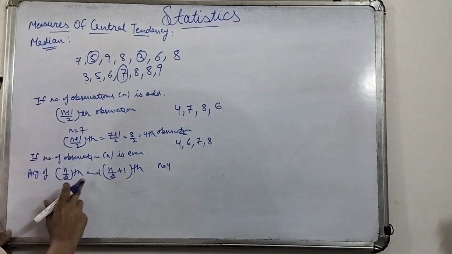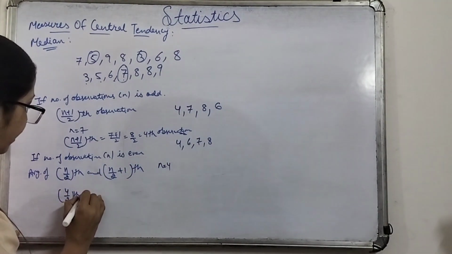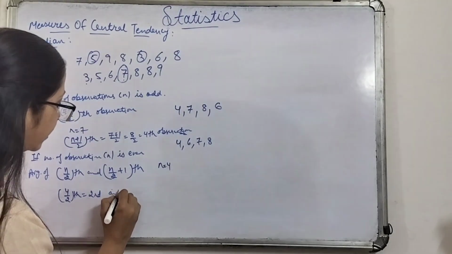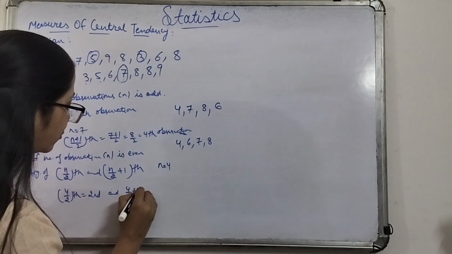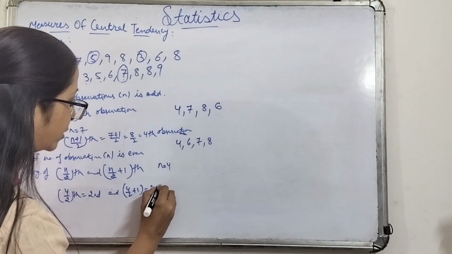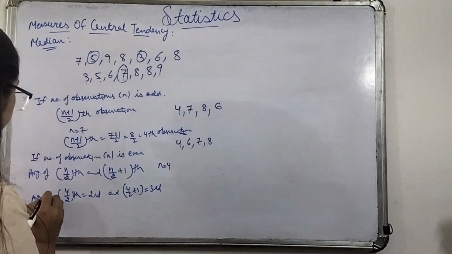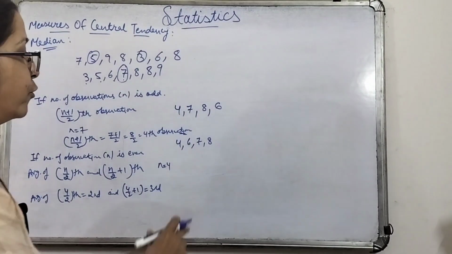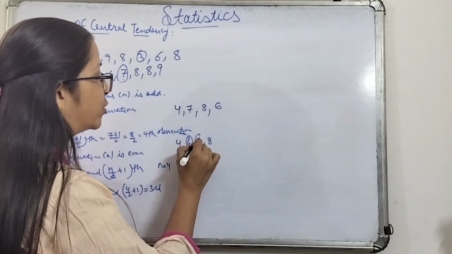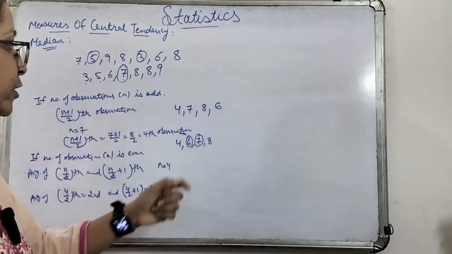So we'll be finding the n upon 2th observation. So 4 upon 2th observation, that means the second observation, and 4 upon 2 plus 1. 4 upon 2 is 2, and 2 plus 1 means the third observation. So we have to find the average of the second and third observation. From here we can see the second observation is 6 and the third observation is 7.